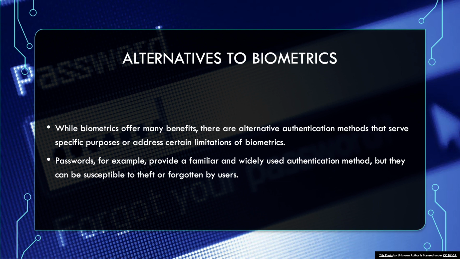And so some alternatives to biometrics. While biometrics offer many benefits, there are alternative authentication methods that serve specific purposes to address certain limitations of biometrics. Passwords, for example, provide a familiar and widely used authentication method, but they can be susceptible to theft or just forgotten by their users. Two-factor authentication can add an extra layer of security by requiring something the user knows, like a password, and something they have, like a smartphone. There's also token-based authentication that generates one-time codes using hardware tokens or mobile apps like Google Authenticator.